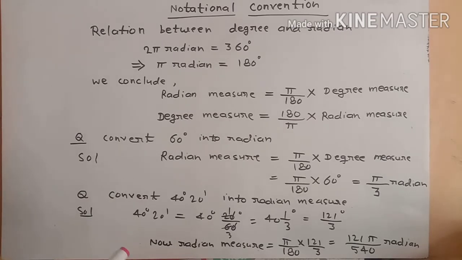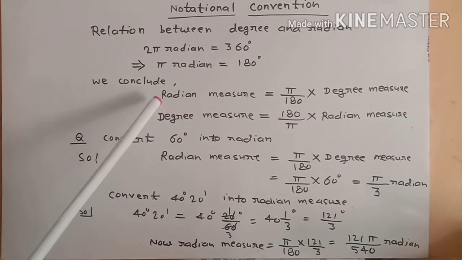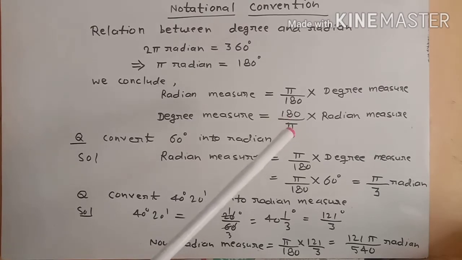These two formulas are very important to convert radian measure to degree and degree measure to radian. So if you want to change degree measure into radian, you have to use the first formula, and to convert radian measure into degree, you have to use the second formula.